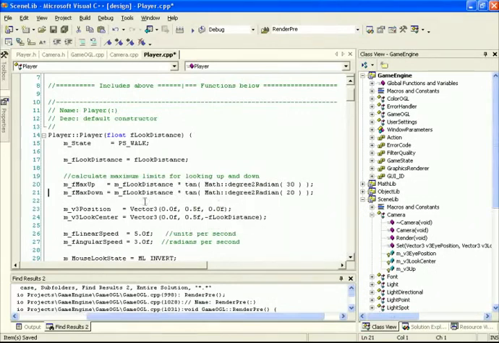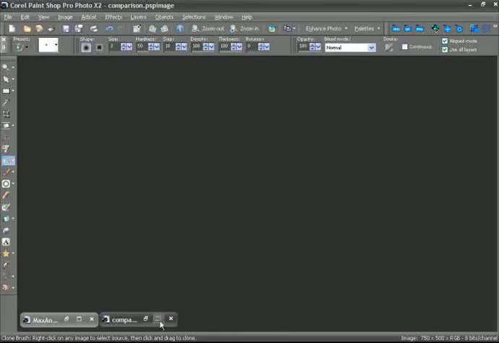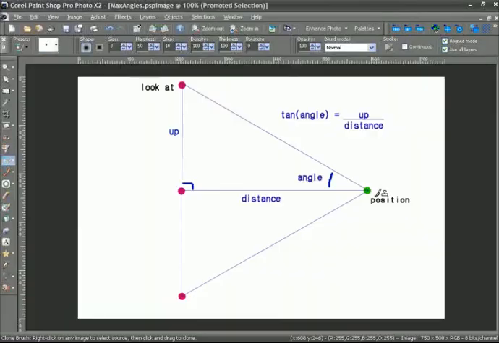Now what exactly is this doing? Let's go into PaintShop Pro and take a look. We have the distance from our position to where we're looking. That's just shown here by distance. We want to know what is the maximum up as well as maximum down that we're allowed to look. Our LookAt point, which is the red one here, is only going to be sliding up and down whenever we're pitching our heads up and down.